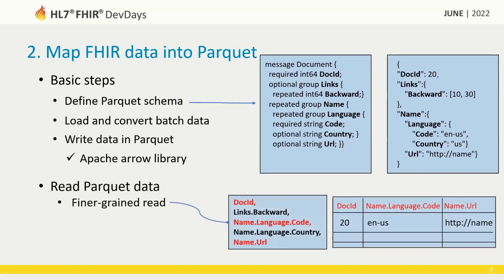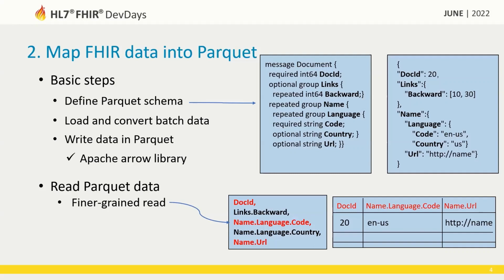I would like to add something about reading Parquet data. This could be a first step to do the analytics job on the dataset. The most common and really useful feature is that this format supports fine-grained read. One nice thing about that is you can read only your interested column or field.